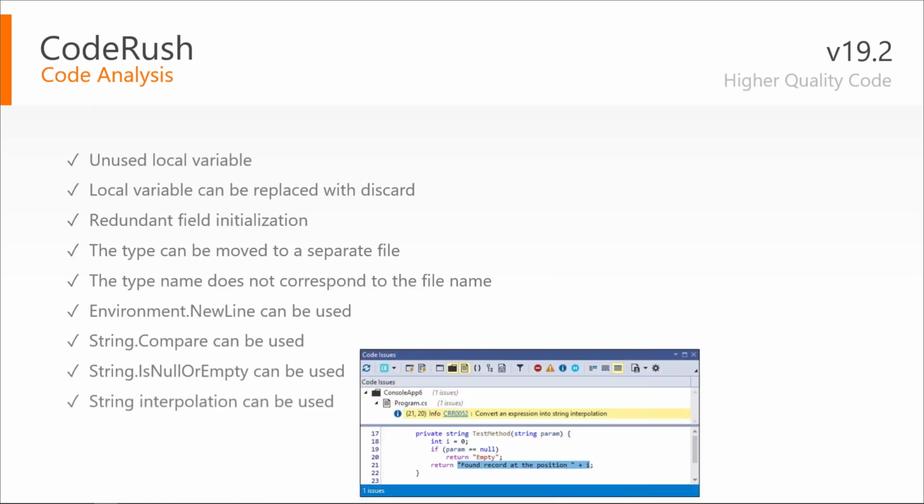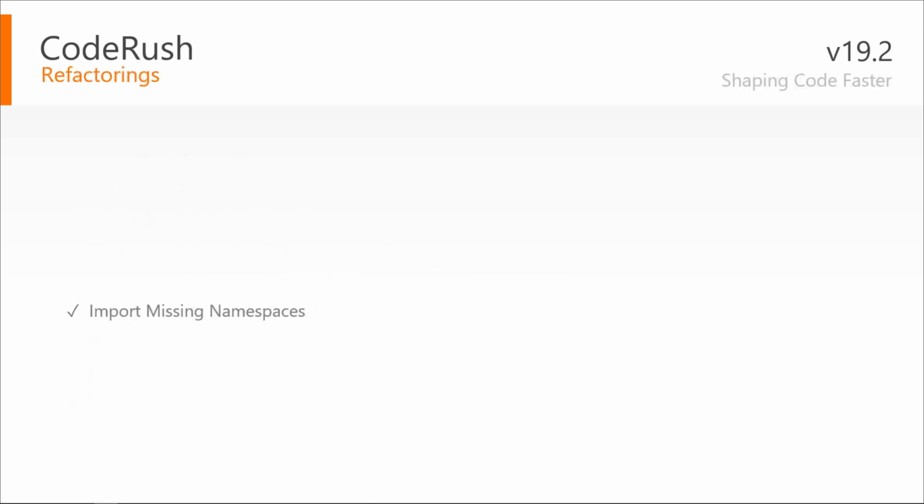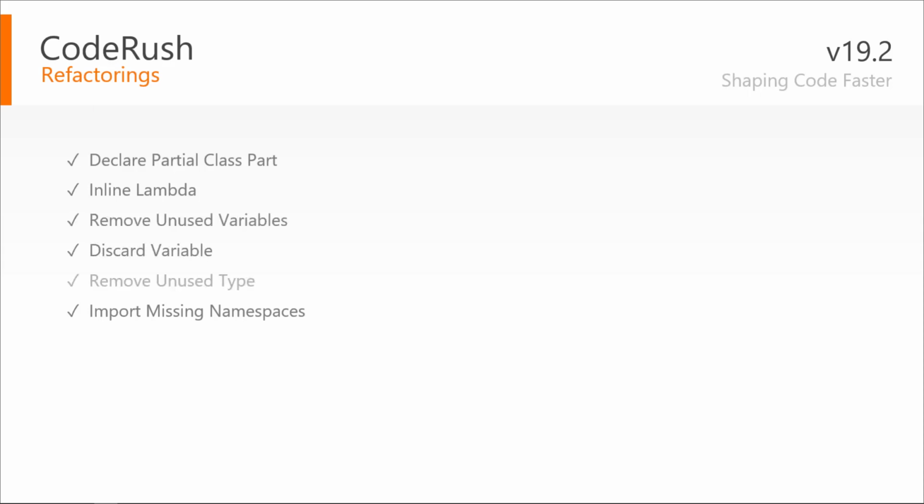and string interpolation. Okay, so there's our analysis, same as what we've seen before. The refactoring is interesting. These are showing up in a bizarre order. We'll take a look at all of these. Yeah. So we've got declare partial class part, inline lambda, remove unused variables, discard variable, remove unused type, and import missing namespaces. I'm going to show you all these right now in a quick demo.